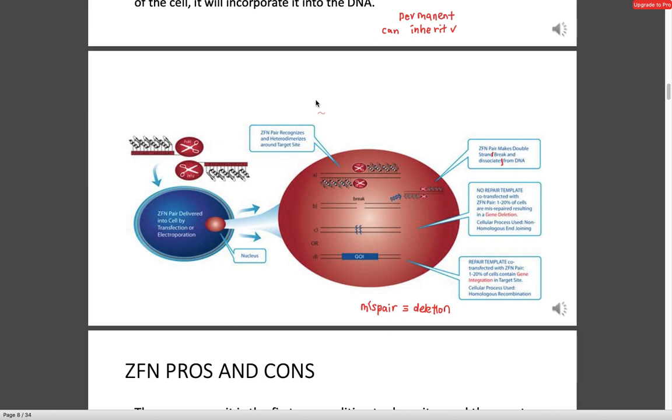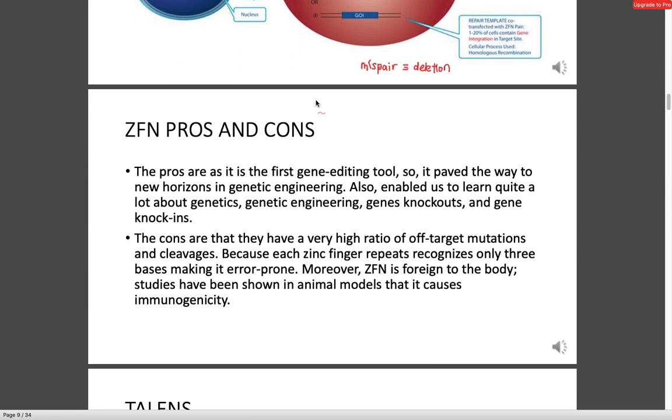So what are the ZFN pros and cons? The pro is that it was the first gene editing tool, so it paved the way to a new horizon in genetic engineering. When we're talking about pros, this is a 20 years back pro. It also enabled us to learn quite a lot about genetic engineering, gene knockout and gene knock-in.